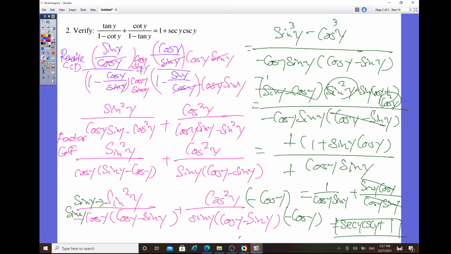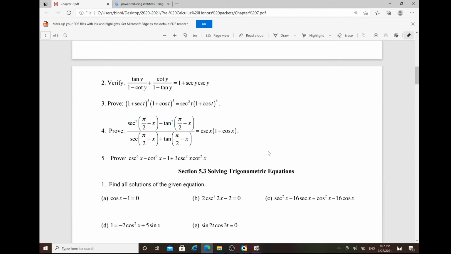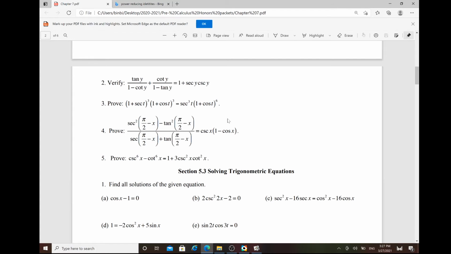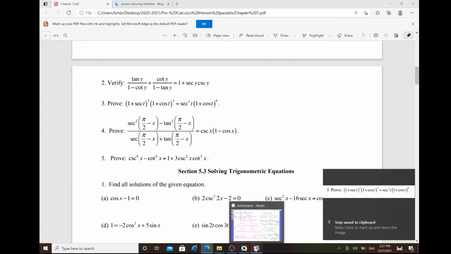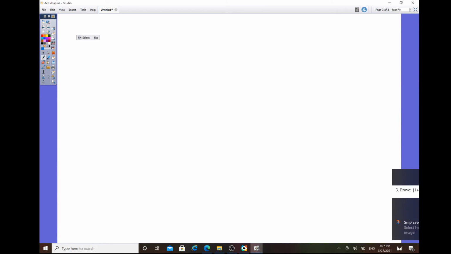Okay, so now what about number 3? Prove that 1 plus secant of t, quantity to the power of 3, times 1 plus cosine of t, quantity to the power of 3, equals secant of t cubed times 1 plus cosine of t, quantity to the power of 6. So this one has the higher power. How do we come up with the proof for this one? Okay, let's take a look at that. It's not going to be as difficult as number 2. Okay, we'll find out.